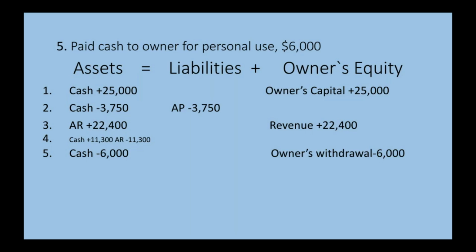Lastly, the company paid cash to the owner of the company for personal use of $6,000. This will decrease the cash by $6,000 because you're paying cash out, and it will also decrease the owner's withdrawal account that is under the owner's equity by $6,000.